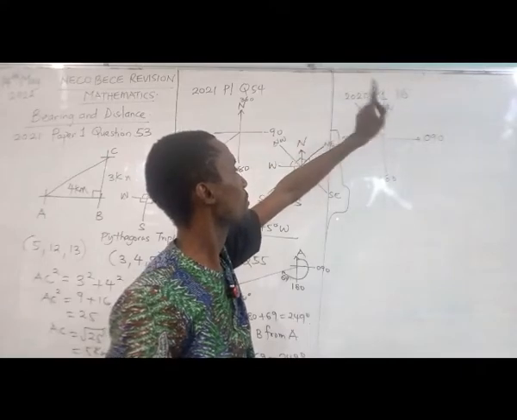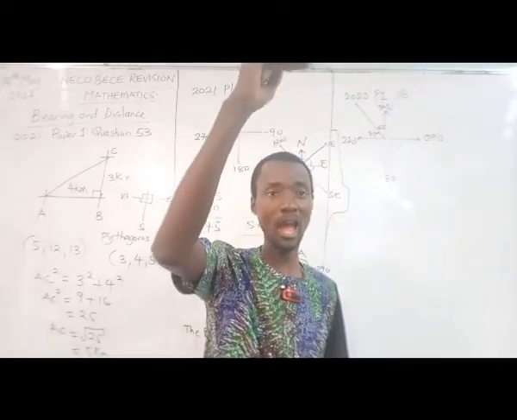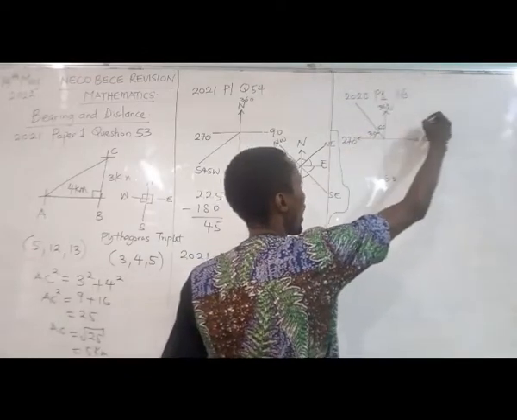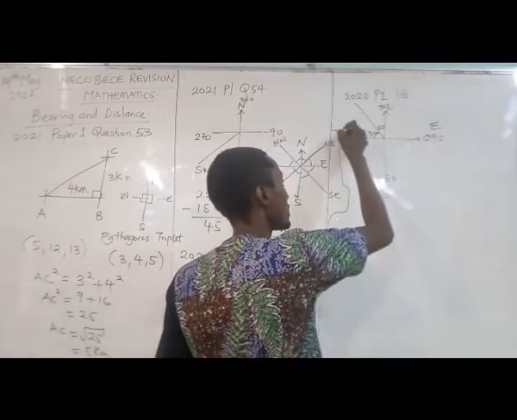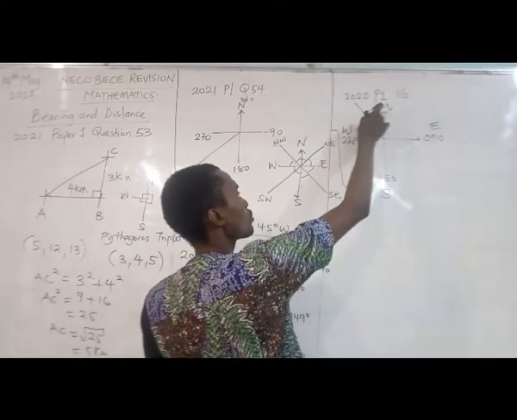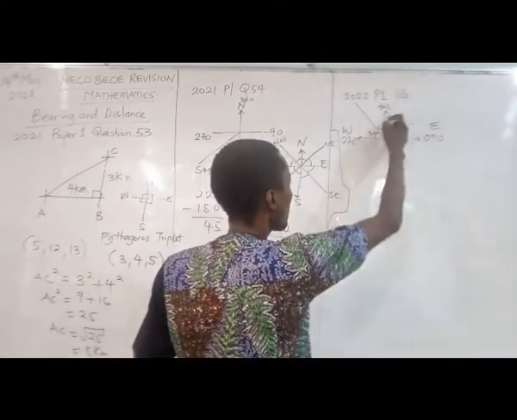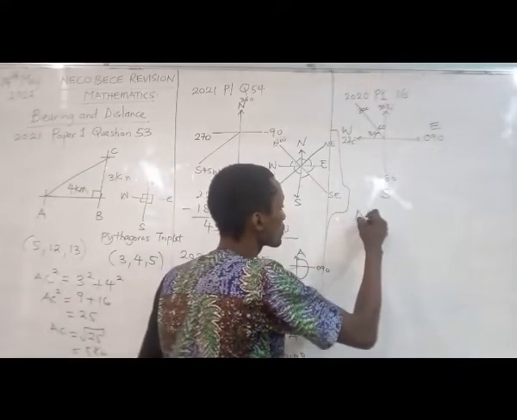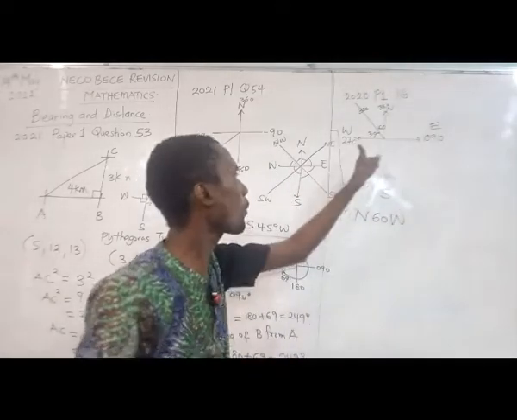For compass bearing, we have the north and we have the south. Mirroring that in here, this is east, this is south, this is west, and this is north. So it will be north, move 60 degrees towards west. So 300 degrees will now be north 60 degrees west. This one is the 300 degrees mark.